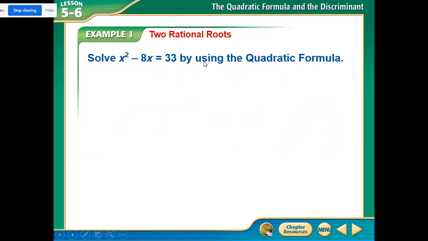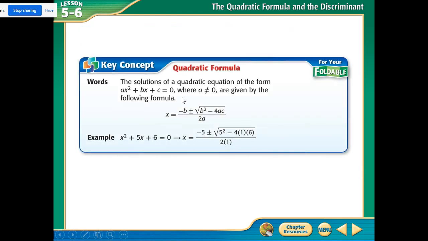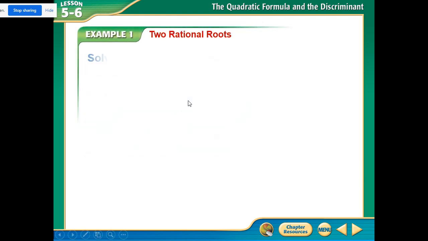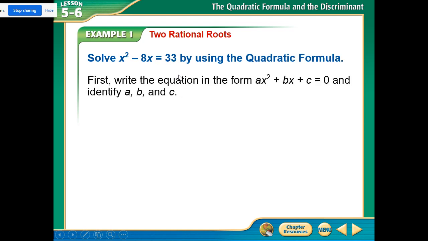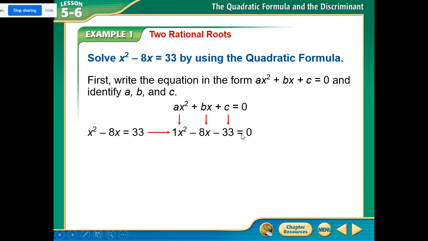So here we have our quadratic formula. We're going to use it. Now the quadratic formula, if you notice at the beginning, it does equal 0. So I have to do that. This one equals 33. I can't have that. So I need to write it into 0 form. So when I do that, I have 1, negative 8, and negative 33. Okay, so that's the first step.